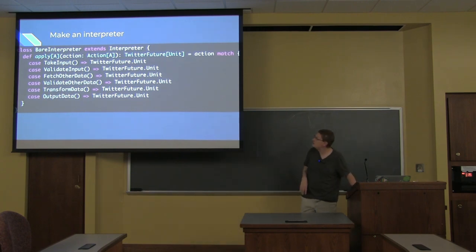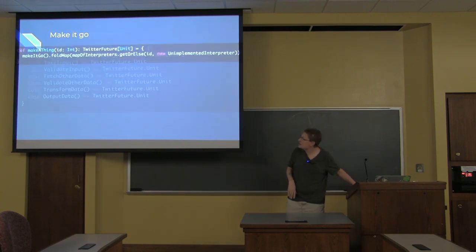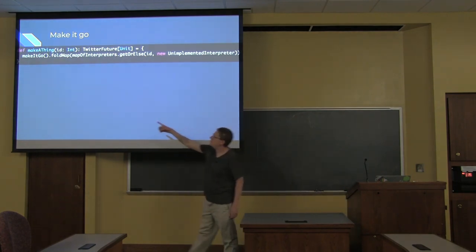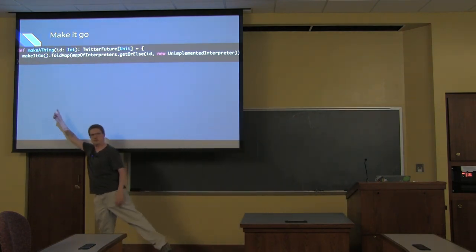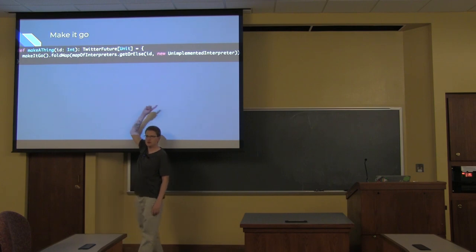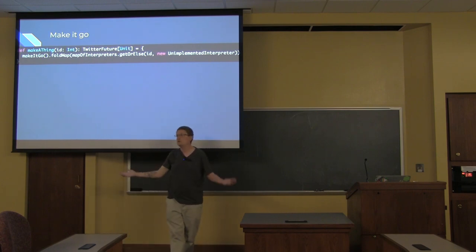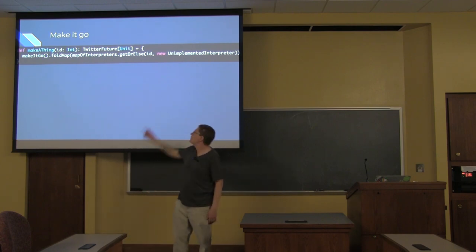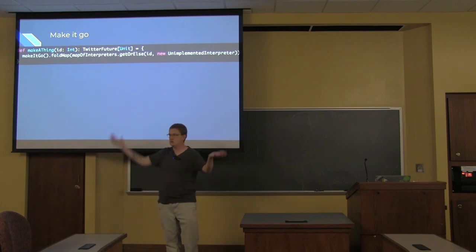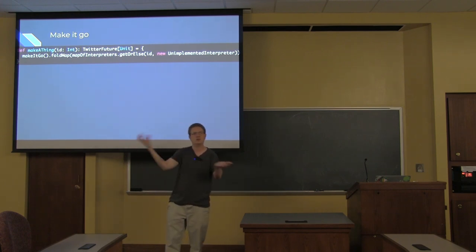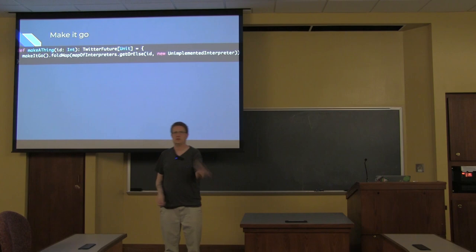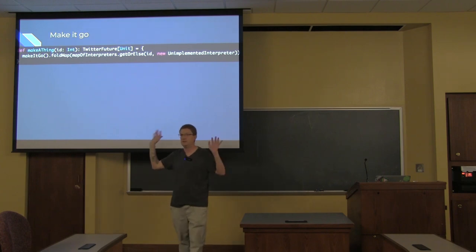And then at the end, there's one final magic step. You take your make-it-go method that we had before, and you foldMap it with an interpreter. The way that we do it, we have a multi-tenant system. We have a hash map of IDs to interpreters, so it always picks the right one. If it's unimplemented, it throws an exception, we're done. We bail out.